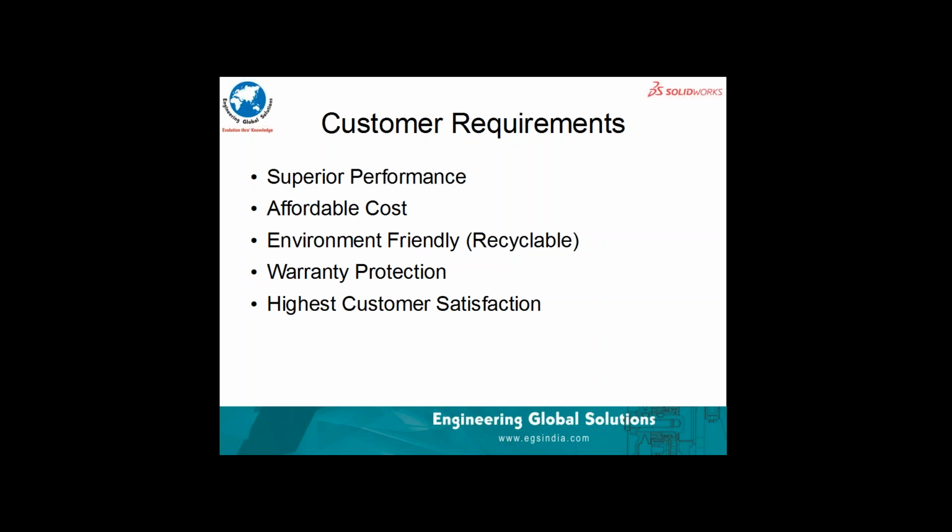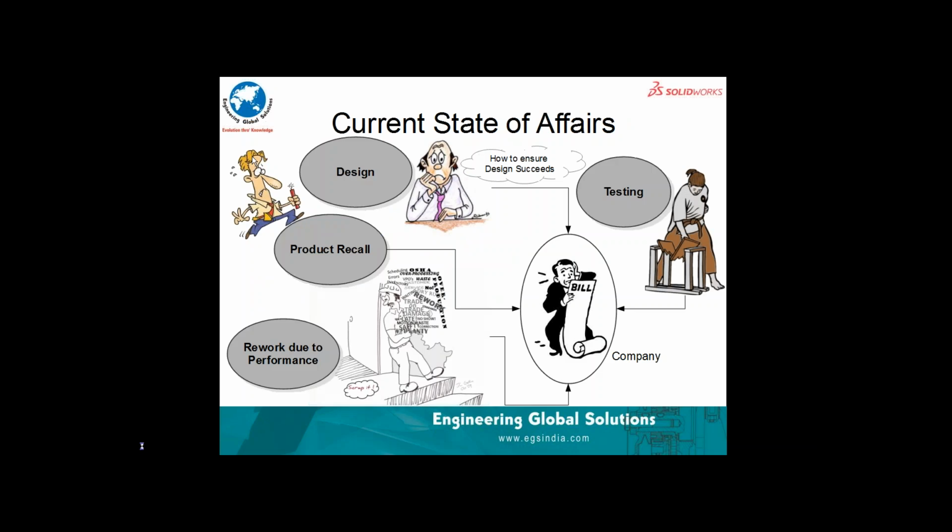Recyclability and environmentally friendly aspects of designs are gaining ground. Warranty protection is a major issue. Our competitors are giving additional warranty for a lower cost. And at the end of it all, once you have sold your product, the highest customer satisfaction is what gets you the repeat business from your customers. So the customer requirements with regard to these 5 aspects need to be taken care of in our design specification for our products to succeed.